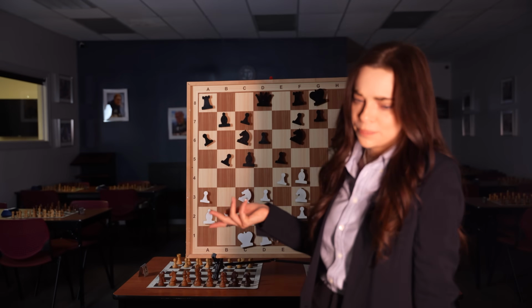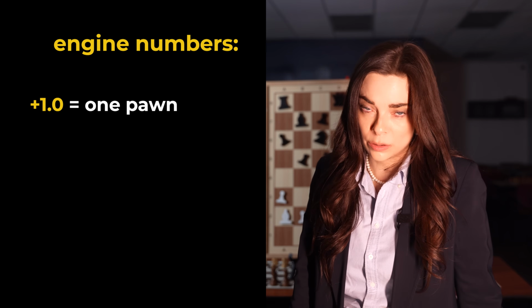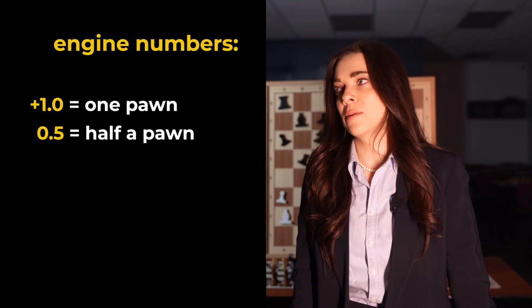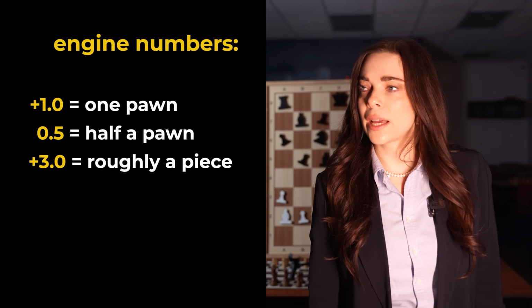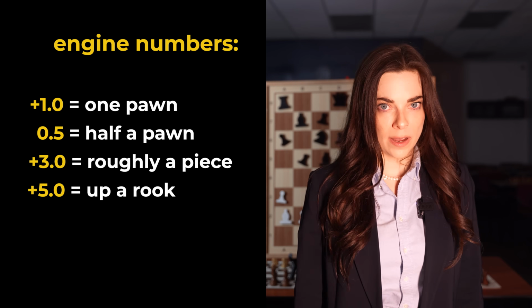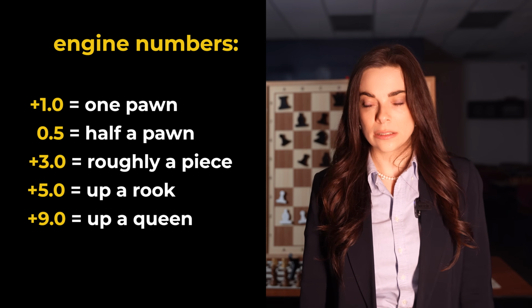But since we're here, +1 is 1 pawn, you know that. 0.5 means half of a pawn. +3, a bishop or a knight. You're up a bishop, you're up a knight. +5, you're up a rook. +9, you're up a queen.